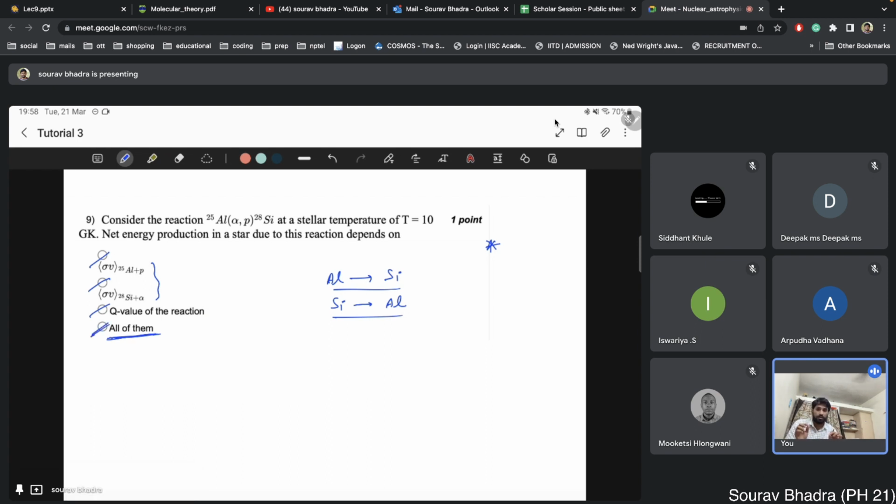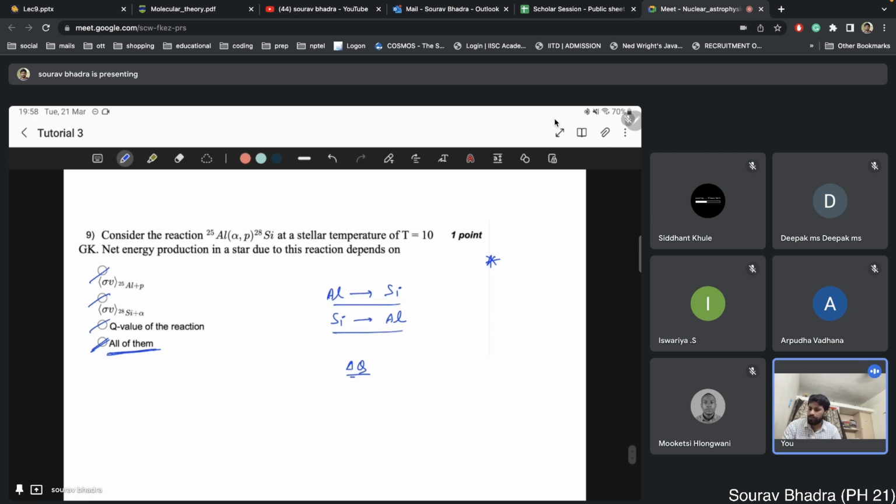I may be wrong also, I am telling you. I will just re-verify what the total answer will be. These two I am sure of. And the Q value is also important for a reaction. That will tell you whether energy will be absorbed or energy will be released. So according to me all three are important, but still I will look again into this question. Okay, so this was the thing which I wanted to discuss today.